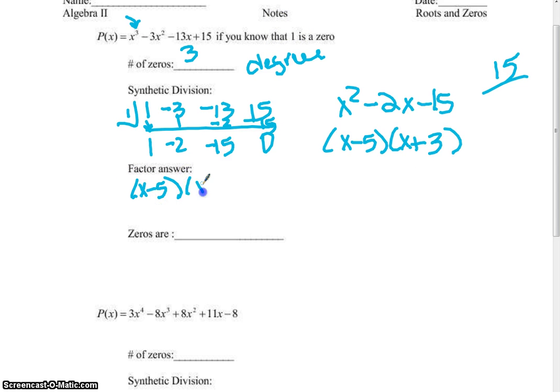and x plus 3. And they told us that 1 was a zero. Remember, when you write that as a factor, you will use the opposite sign. So it's actually x minus 1. So those are your factors. Your zeros are going to be the opposite signs of what you have in here. So this would be a positive 5, a negative 3, and a positive 1.